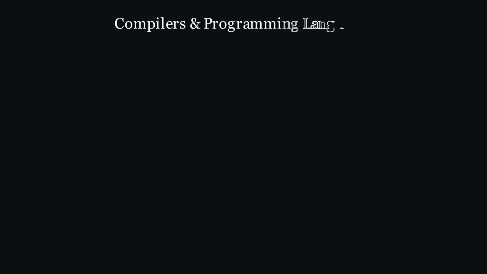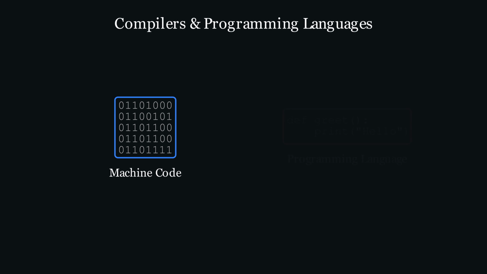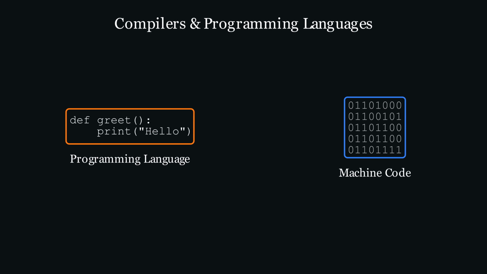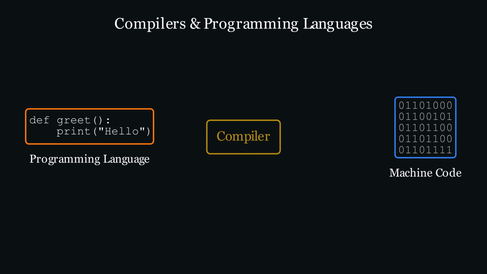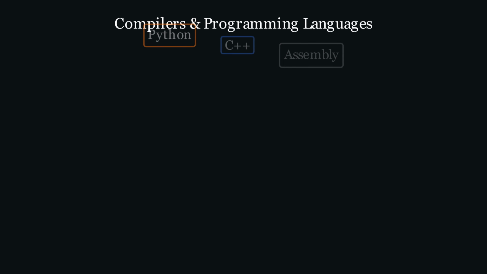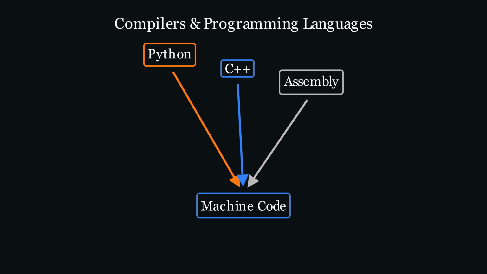Nobody writes software in ones and zeros. They write it in a programming language, something built to be readable by humans. A compiler's job is translation. It reads that human-readable code and converts it into the exact binary instructions the CPU actually understands. Different languages sit at different distances from the hardware, but every single one, eventually, has to become the same raw binary before it can run.